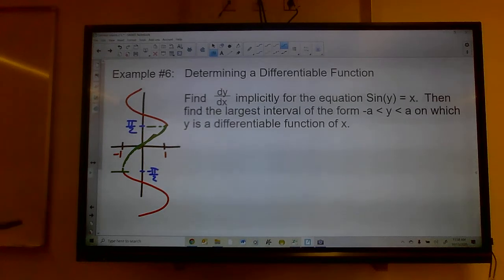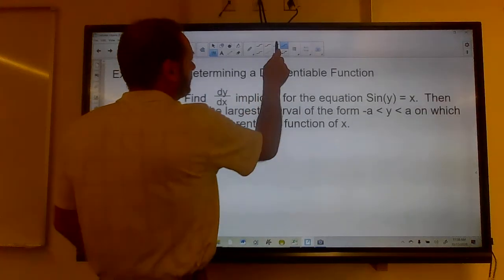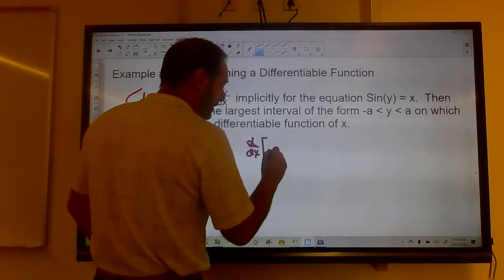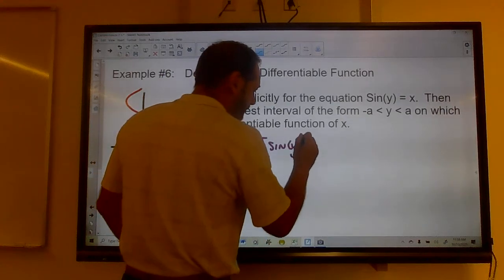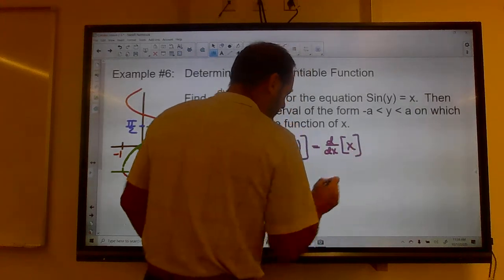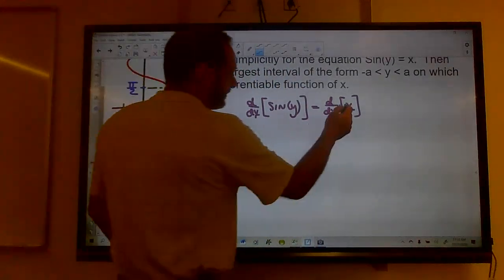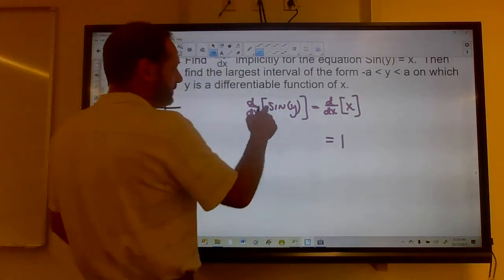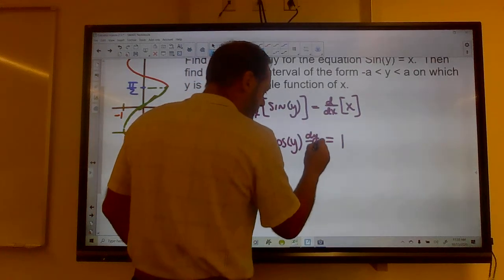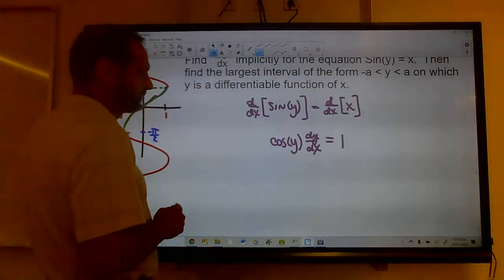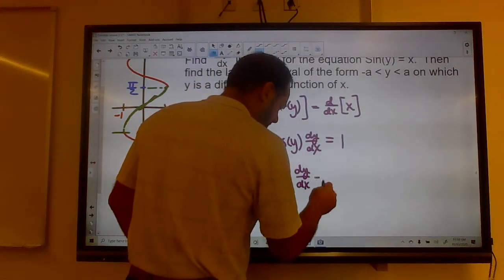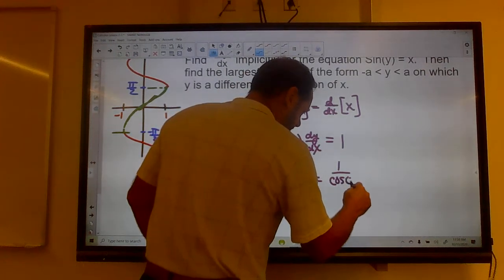So we just got to find the derivative of this thing. So we're going to go d dx of sine y equals d dx of x. Okay, this is easy, that's 1. Derivative of sine is cosine y dy dx. And then dy dx is 1 over cosine y.